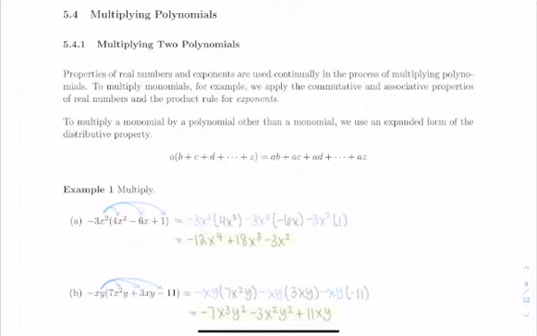So to multiply a monomial by a polynomial other than a monomial, we use the expanded form of the distributive property. So we would just distribute the a to all the pieces inside the polynomial. So let's go ahead and do this with example number 1. We have negative 3x squared times 4x squared minus 6x plus 1. We are going to distribute negative 3x squared to all three pieces.